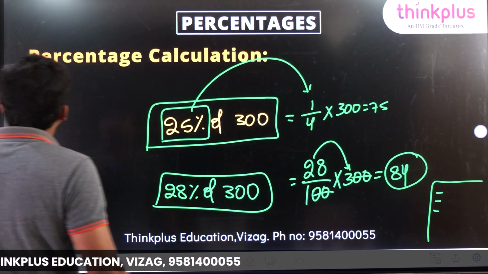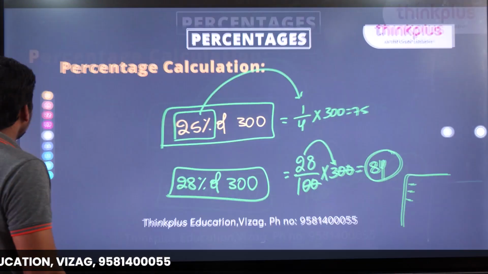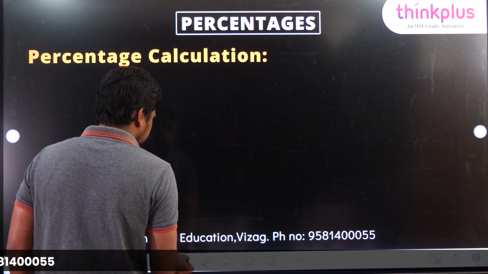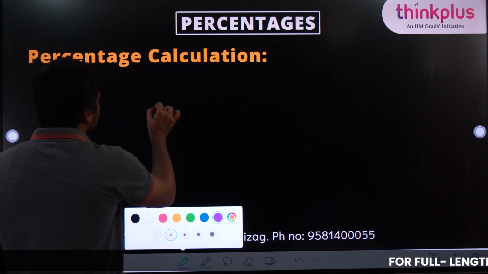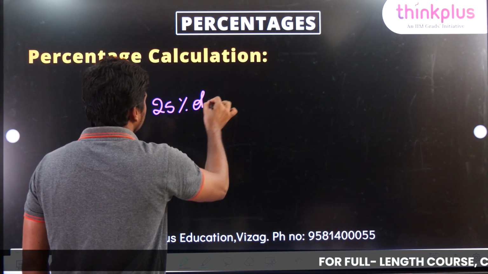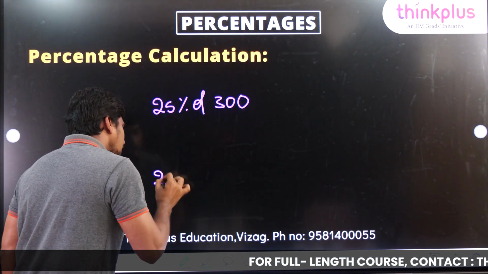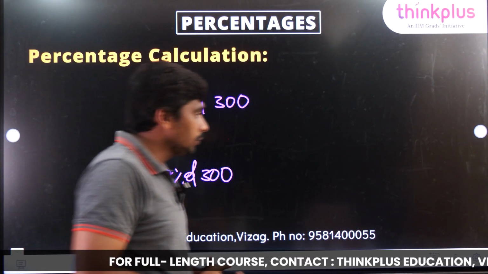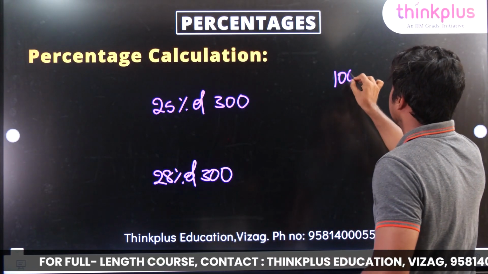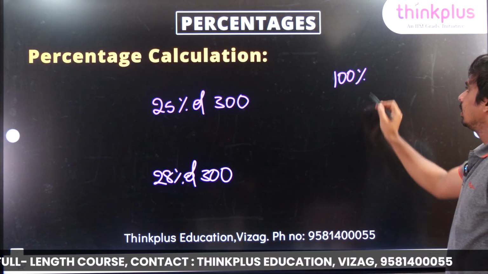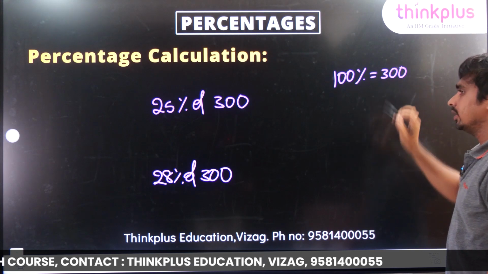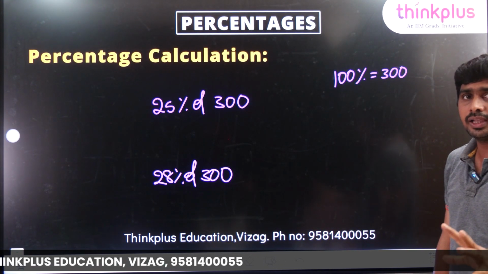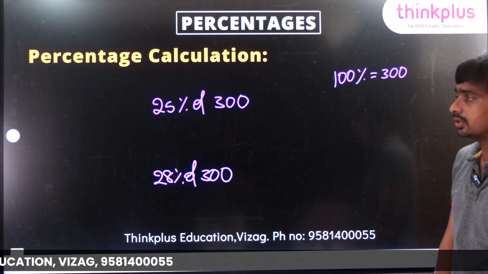This is one of the ways of doing this question, but I still want to do it in an alternative way. Let's see. I will take 25% of 300 again, the same question, and again 28% of 300. These two I solve based on the full value. The full value here is 100%, and 100% is given as 300. The way you did it before and this way are both equally important, but I say this one is more important. 100% is equal to 300.